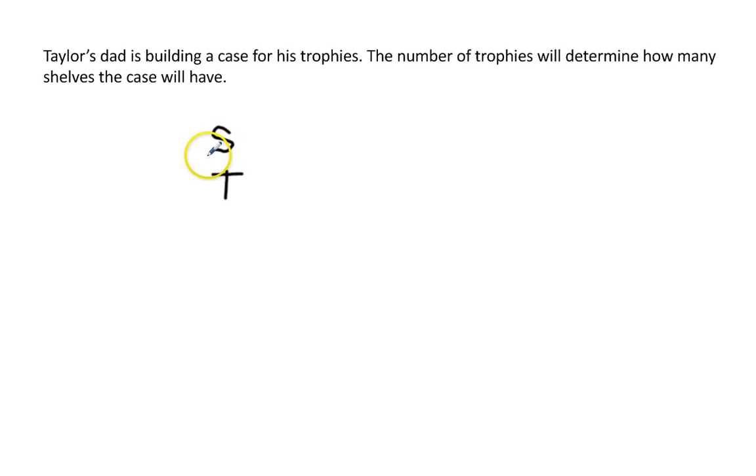So we have to take a look, or shelves I have, excuse me. We need to take a look at these two scenarios, and we see that our independent variable is the number of trophies, because I can have 1, 2, 3, 4, 5 trophies. Then that will determine how many shelves I need, so that becomes our dependent variable.